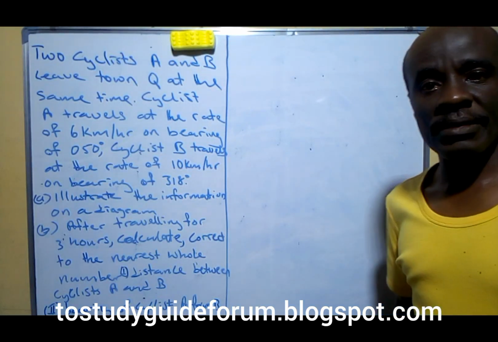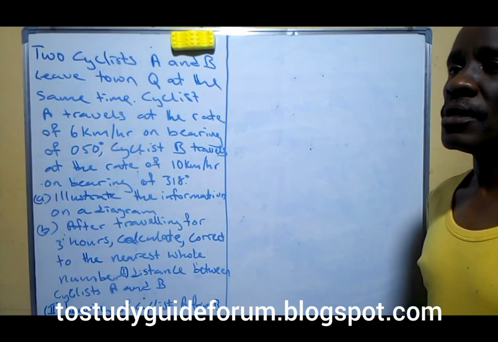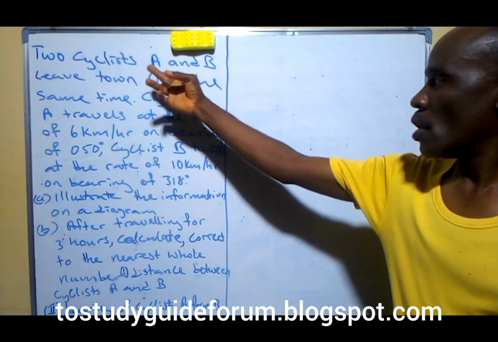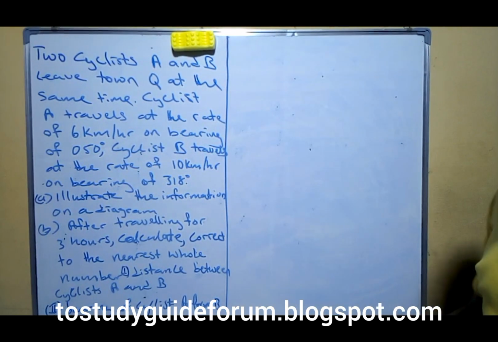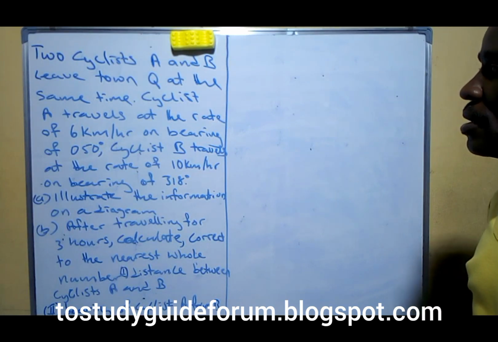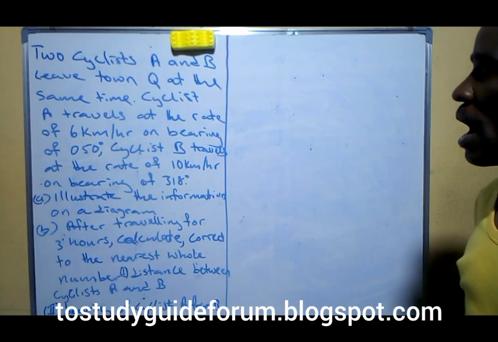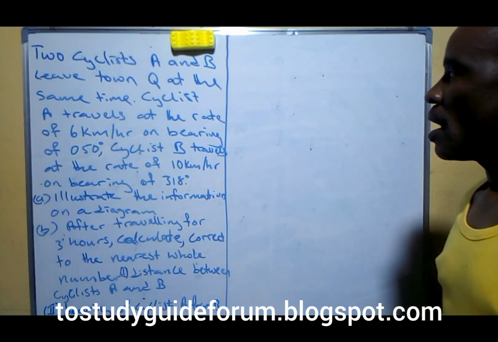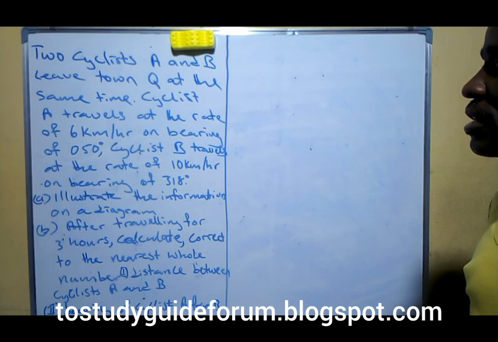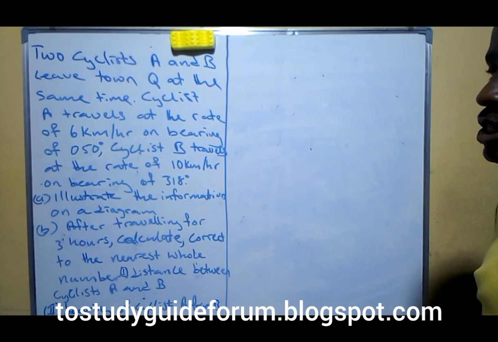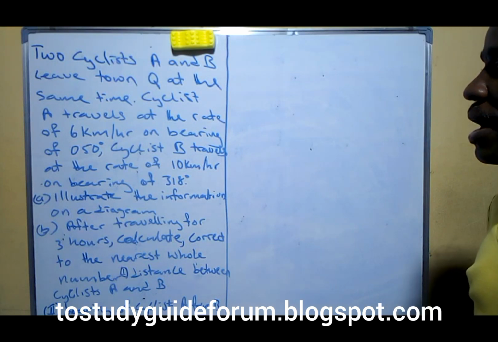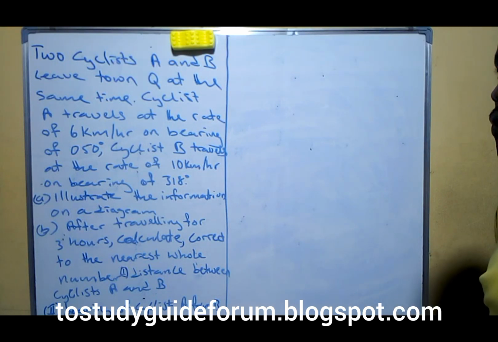We are going to be looking at bearing. In this problem, we have two cyclists. The question says two cyclists A and B leave a town Q at the same time. Cyclist A travels at a rate of 6 km per hour on a bearing of 050 degrees.